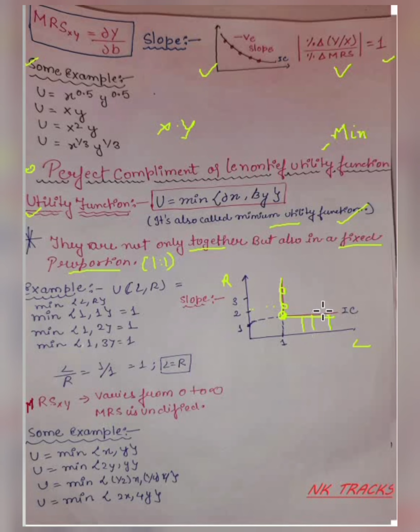Okay, so in the perfect complement good, what we see is that the indifference curve is L-shaped.